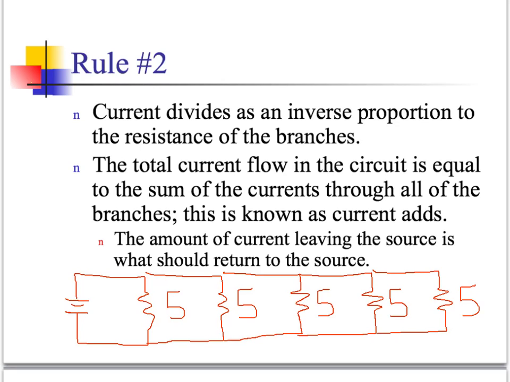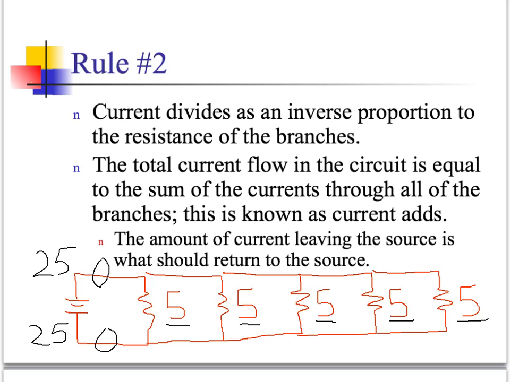So what this rule tells us is that if we take all of these current values located here in this circuit, we add those together, we will end up with 25 amps of current. And regardless of which conductor we're looking at, whether it's this conductor or this conductor, 25 amps of current is going to return back to the source.